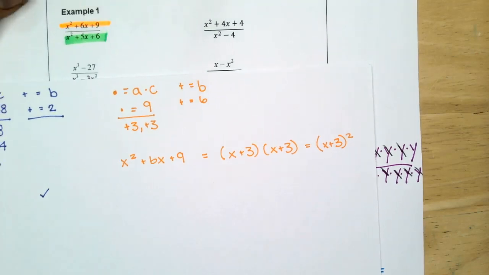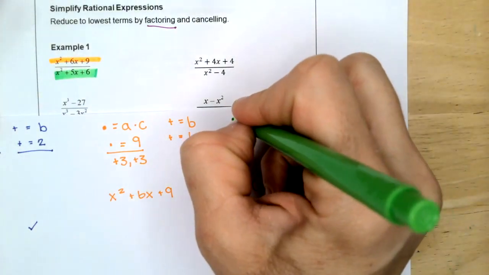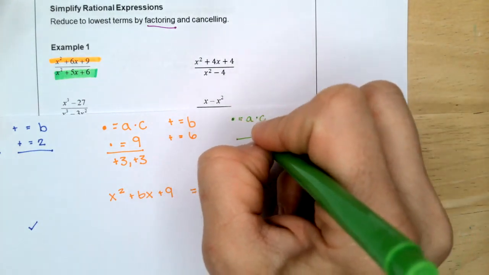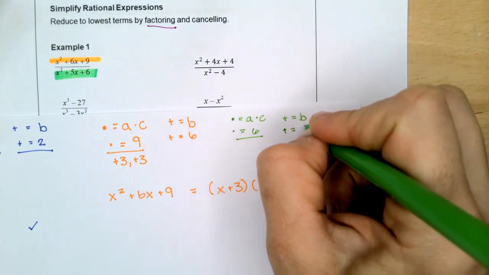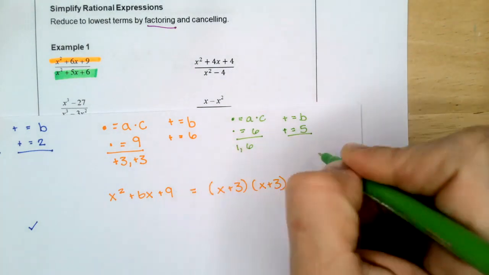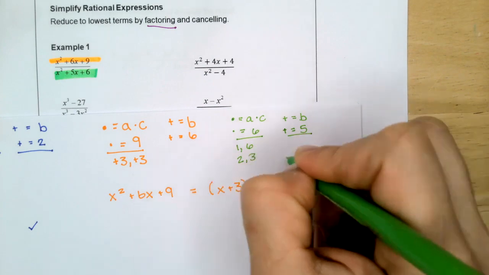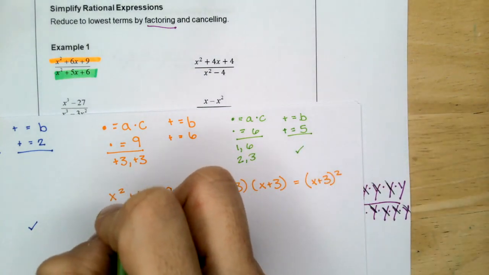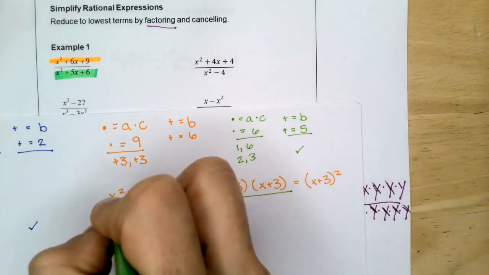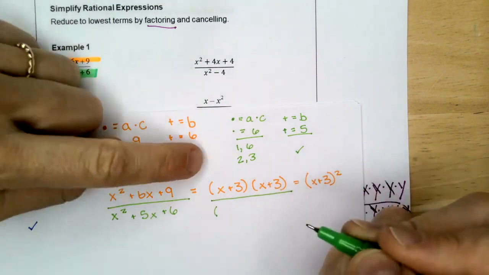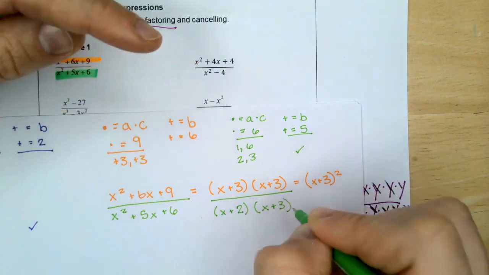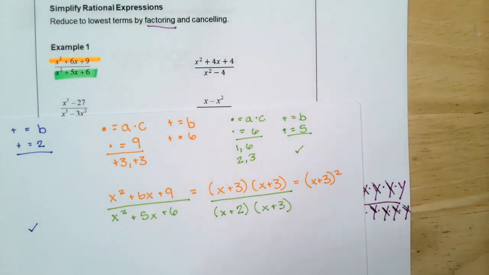All right, for x squared plus 5x plus 6, we need it to multiply to equal a times c, add to equal b. A times c is just 6. B is 5. So it needs to multiply to equal 6, add to 5. 1 and 6, no. Negative 1, negative 6, no. 2 and 3, yes. Good. So x squared plus 5x plus 6 becomes x plus 2, x plus 3. Just like over here, it became x plus 3 times x plus 3.